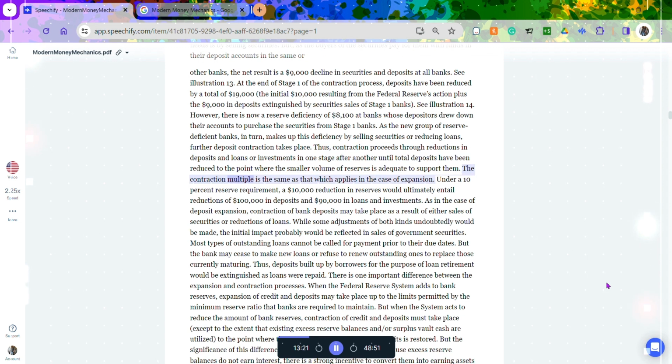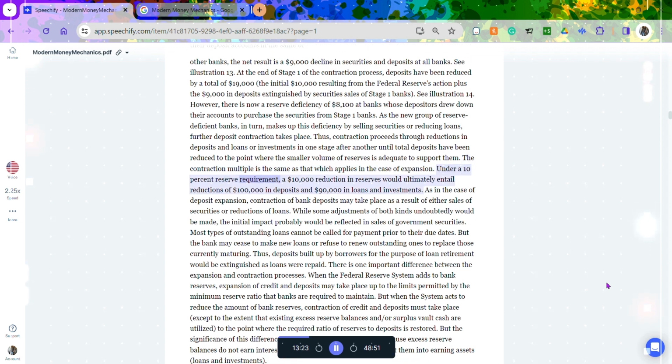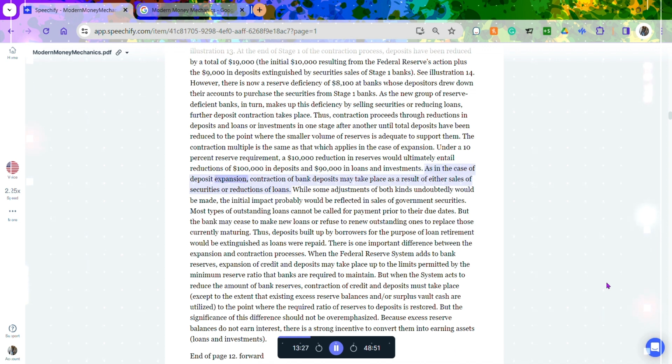The contraction multiple is the same as that which applies in the case of expansion. Under a 10% reserve requirement, a $10,000 reduction in reserves would ultimately entail reductions of $100,000 in deposits and $90,000 in loans and investments. As in the case of deposit expansion, contraction of bank deposits may take place as a result of either sales of securities or reductions of loans.